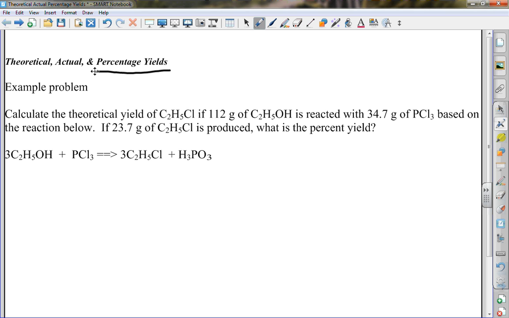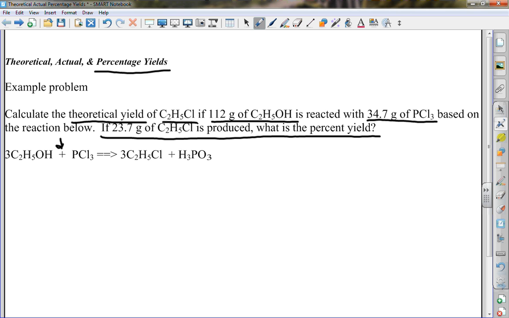So we're going to jump right into this example problem where it says calculate the theoretical yield of C2H5Cl if 112 grams of C2H5OH is reacted with 34.7 grams of PCl3 based on the reaction below. And then this part, if 23.7 grams is produced, what is the percent yield? This is going to be for later. We're going to come back to this one.